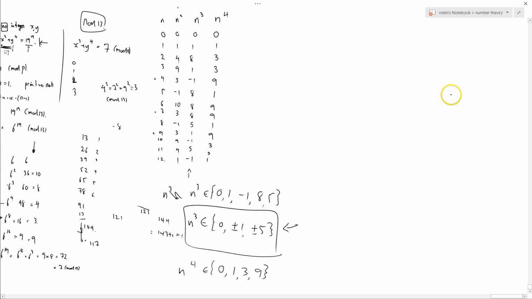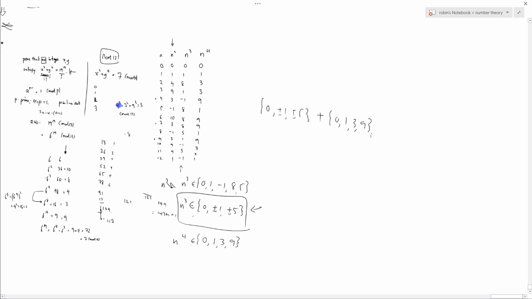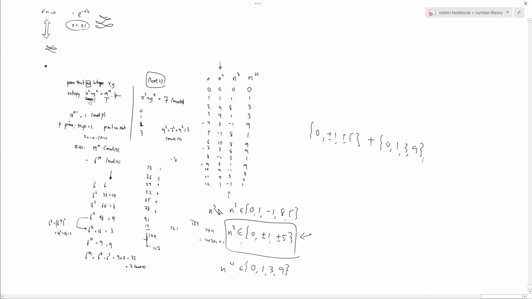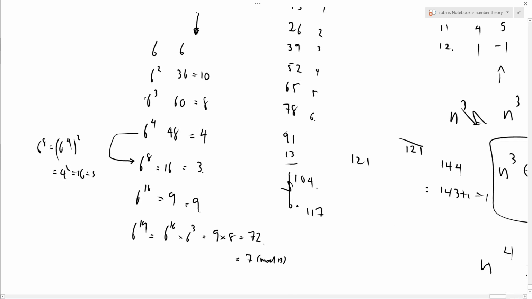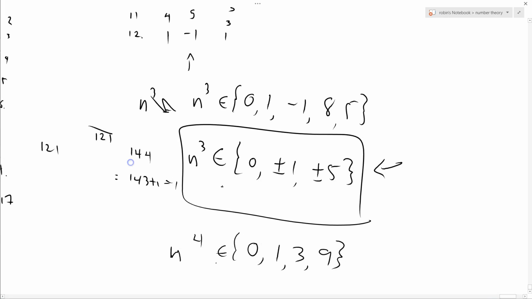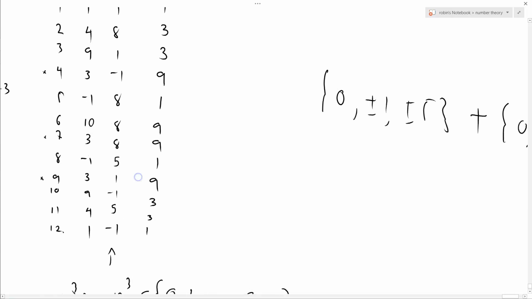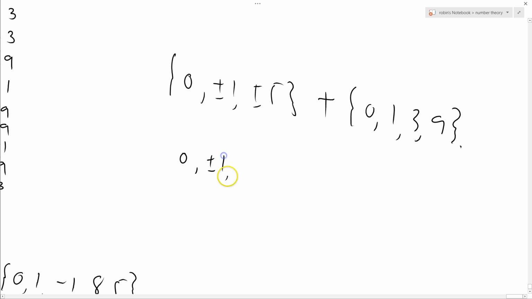There we go. So what I'm going to do is see what I can get by adding one of these guys to one of these guys. So we've got 0 plus or minus 1 plus or minus 5 plus 0, 1, 3 or 9. And of course what I'm trying to do is to get 19 to the power 19, which I worked out, feels like a long time ago now, but there it is, 7. Can I get a 7 out of these guys here? 0 plus or minus 1 plus or minus 5 plus 0, 1, 3 or 9. And if I can't get a 7, then I've proved it.